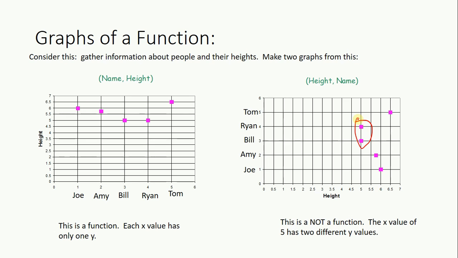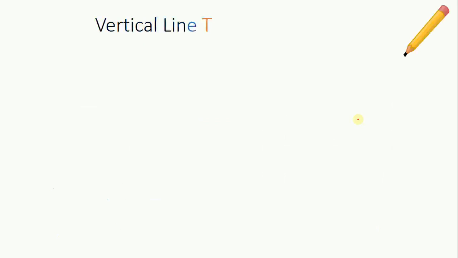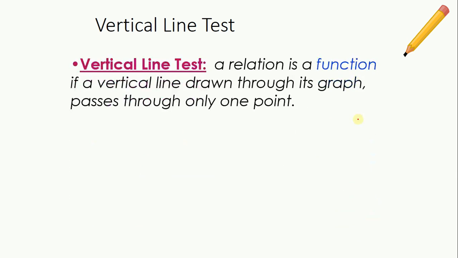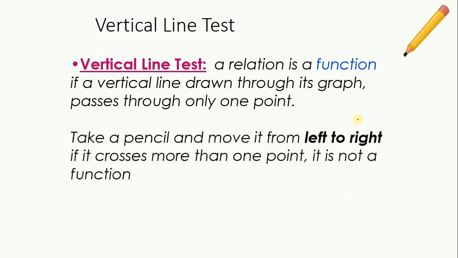So, how can you tell if a graph is, in fact, a function? The vertical line test. The vertical line test allows us to determine if a relation is a function if a vertical line drawn through its graph only passes a single point. Not 2, not 3, 1 single point. Basically, what you can do is you'll take your pencil and we will move it from left to right. If it crosses more than 1 point at any point throughout your travel, it is not a function.